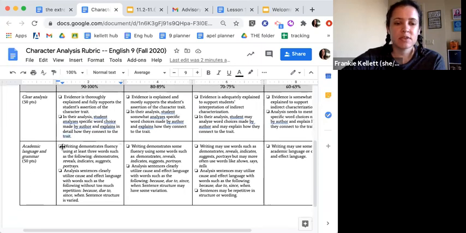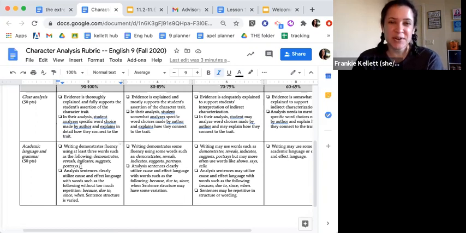Finally, the third thing that your paragraph will be graded on is academic language and grammar. Writing demonstrates fluency using at least three words such as the following: demonstrates, reveals, indicates, suggests, and portrays. You'll notice that the word shows is missing. The word shows, like this evidence shows that George is responsible, we're going to try to use other words besides shows, just to mix up our writing a little bit and to use some more advanced vocabulary.